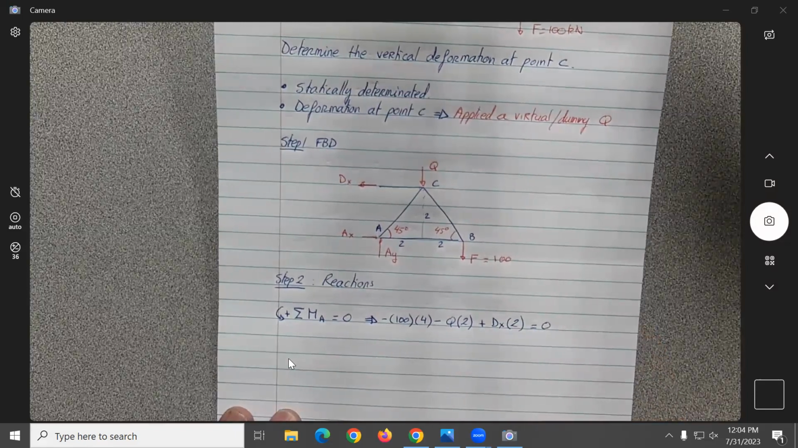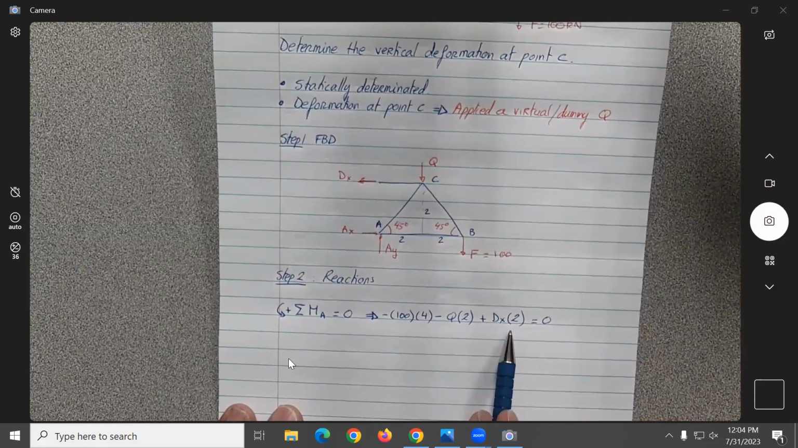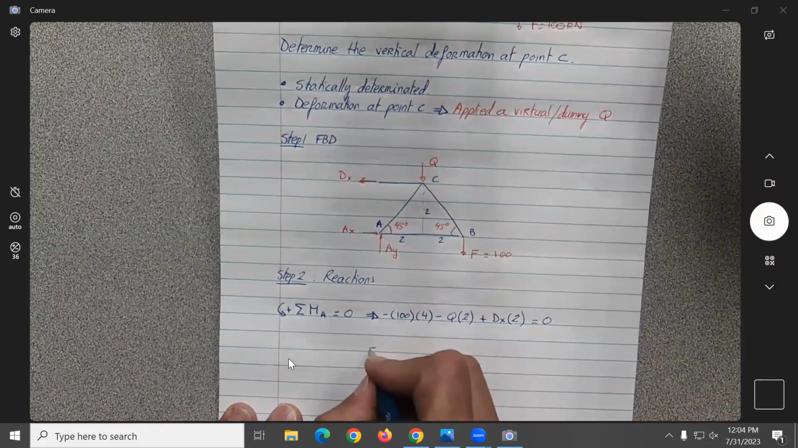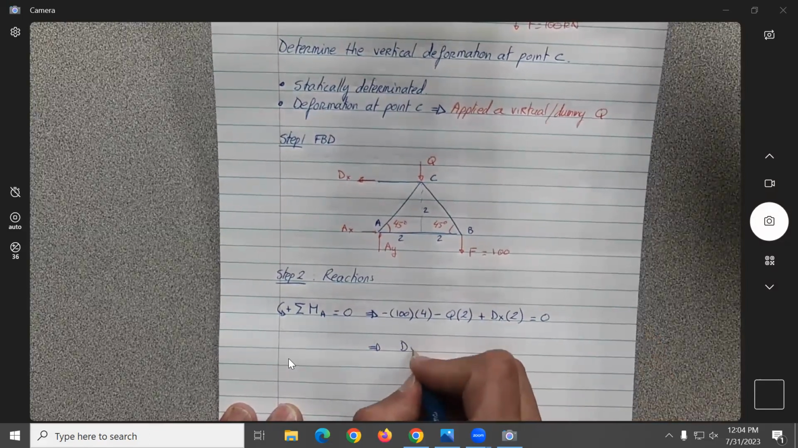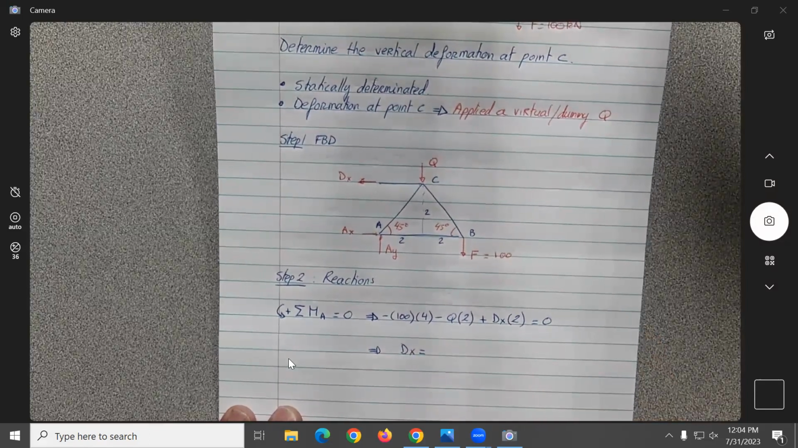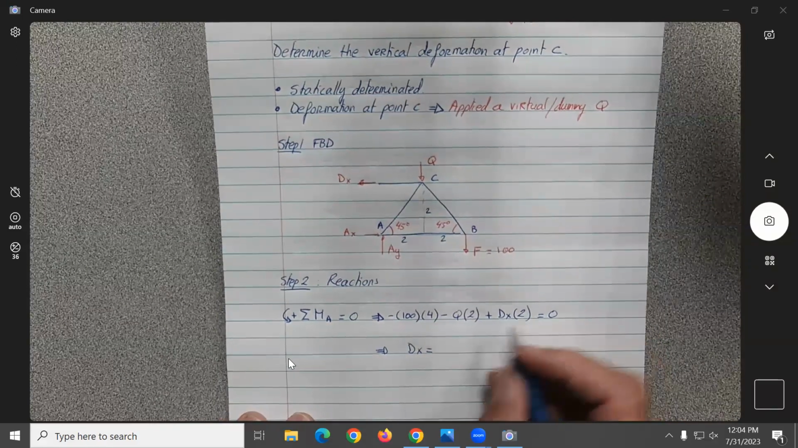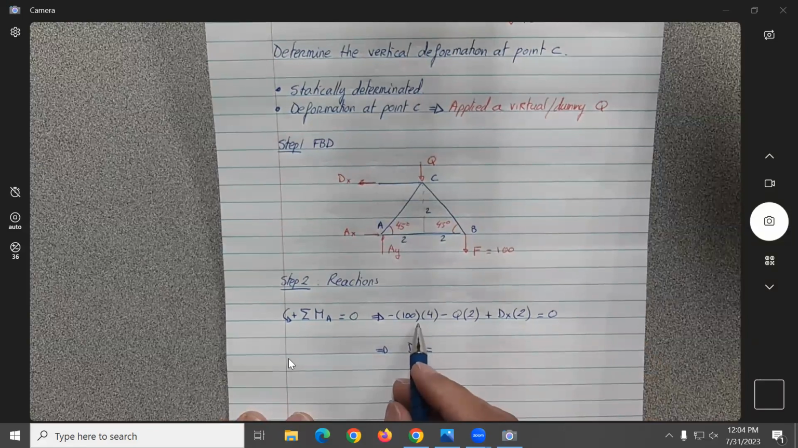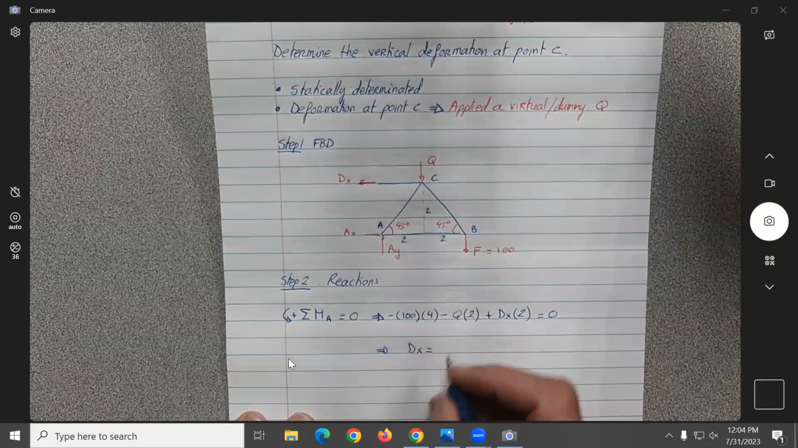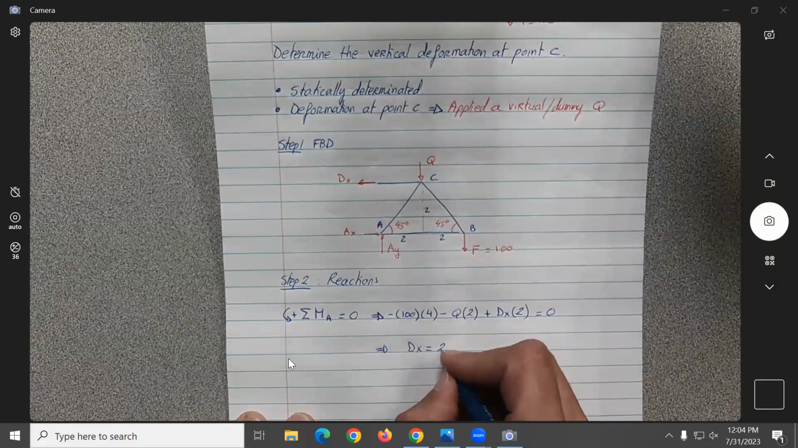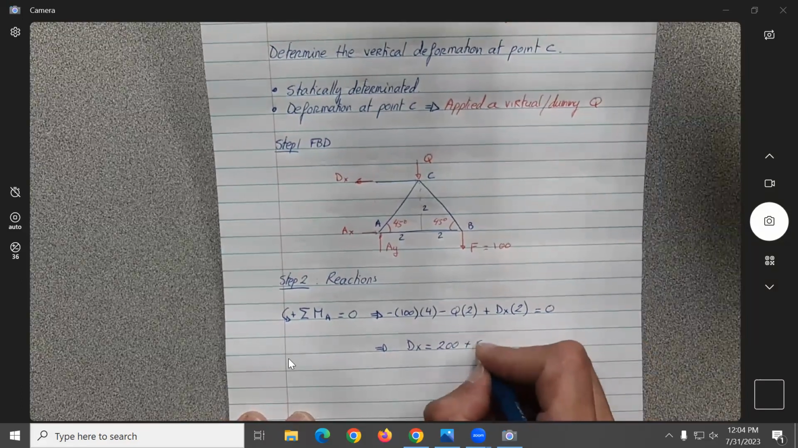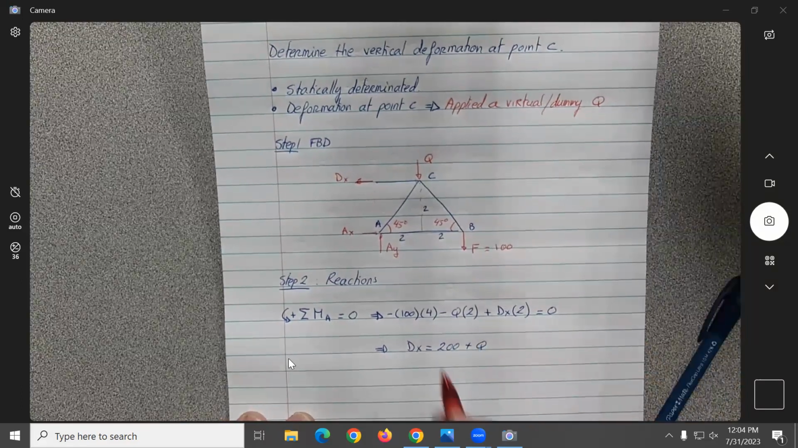The idea over here is that you need to solve for the unknowns. We don't know Q, but Q we know at the end is going to be equal to 0. So what is the only unknown over here? The reaction DX. We are solving for the reaction. So you see 400. Now you divide everything by 2. We're going to find DX equal to 200 plus Q.